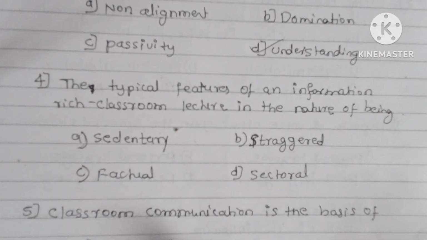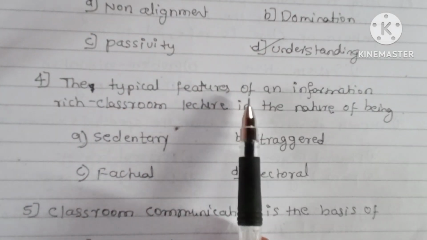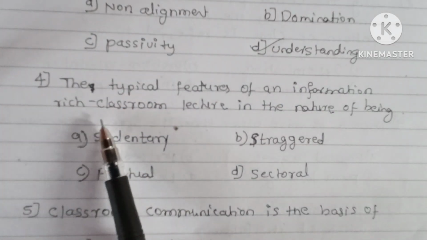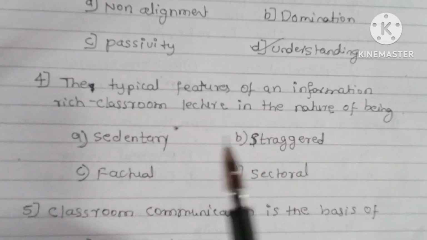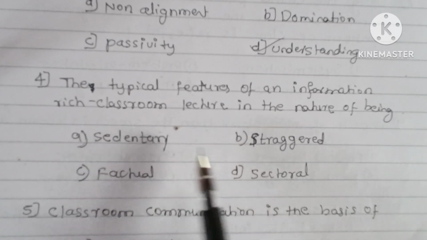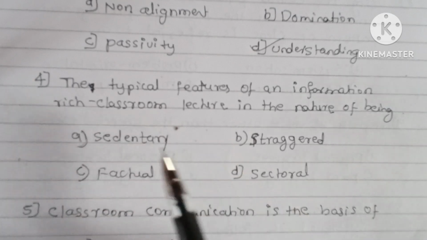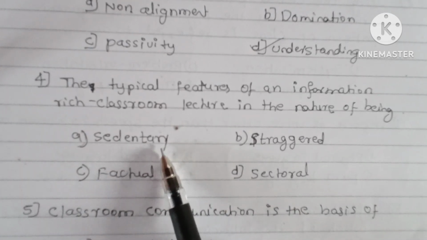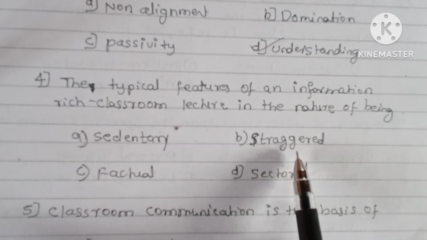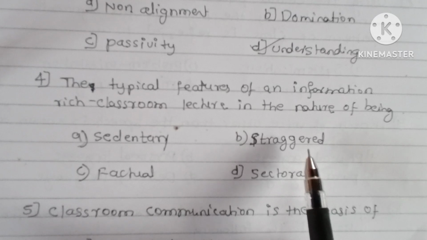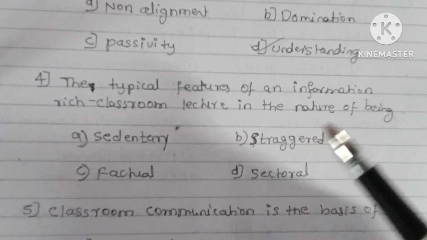Next, come to fourth question. The typical features of an information rich classroom lecture are in the nature of being sedentary, staggered, factual, sectoral. Sedentary is the inactive form of information distribution. Staggered is a nature to create a situation for a surprise or shock.